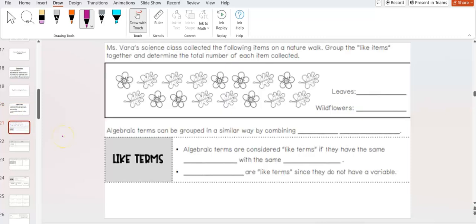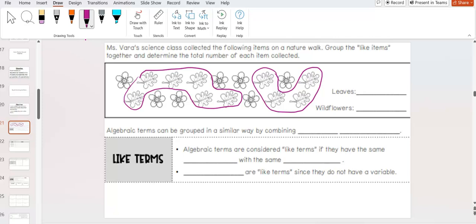So we're going to start in Miss Vara's science class. They've collected the following items on a nature walk. We are going to group the like items together and determine the total number of each item collected. Now, when I say group, I truly mean group. So let's actually start to group and circle all of the leaves that are kind of adjoining here. And then we'll circle or group all of these as well.